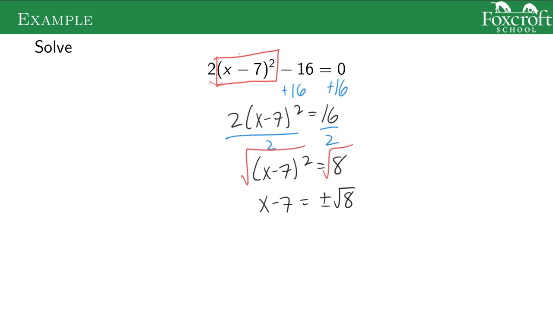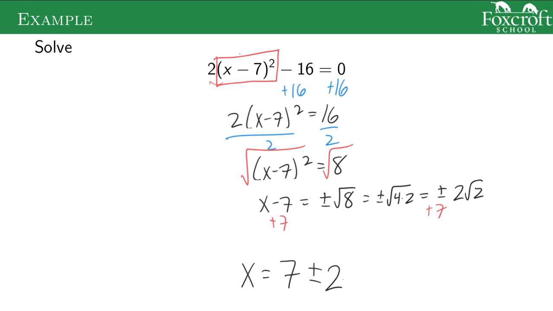And it's up to you whether you want to simplify your square root early or later. I'll simplify my square root early. 8 is 4 times 2. And the square root of 4 is 2. So I simplify the square root. I still got to get rid of this negative 7 that's next to the x. So I got to add 7 to both sides. My final answer is x is 7 plus or minus 2 square root of 2. All right, so that's my final answer.